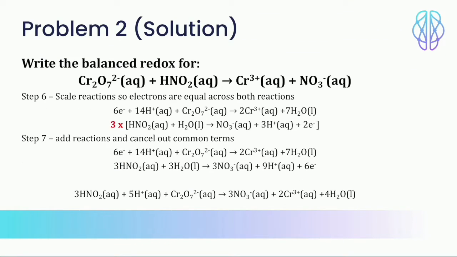With that now, we're up to that final step where we have to scale the reaction so the electrons are equal across both reactions. The reason we get them equal across both reactions is so we can cancel them out when we bring the two reactions together. So we saw in the previous step that we had 2 electrons, and it is nowhere near the 6 electrons in our first half reaction. So to get it up to 6, we're going to just multiply it by 3.